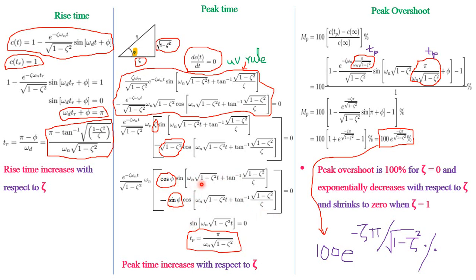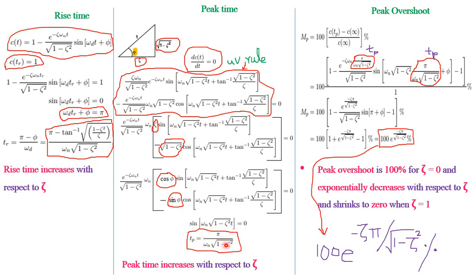So sine of A, that is omega n root of 1 minus zeta square t plus this phi, minus here phi. So phi minus phi they will cancel, so omega n root of 1 minus zeta square t. So sine of something equal to 0 means that something can be anything. So I am taking n for the first time, as I took n for rise time. Same way, omega n root of 1 minus zeta square t, when you take n pi equal to pi, n equal to 1, Tp is this.